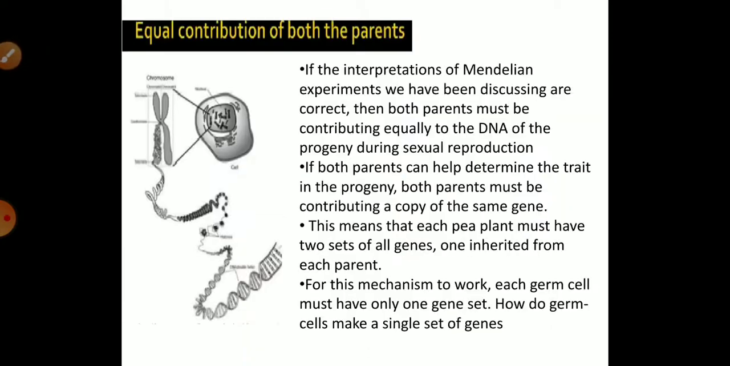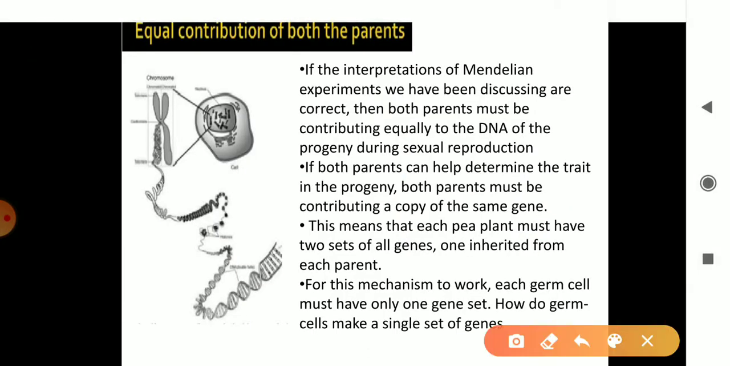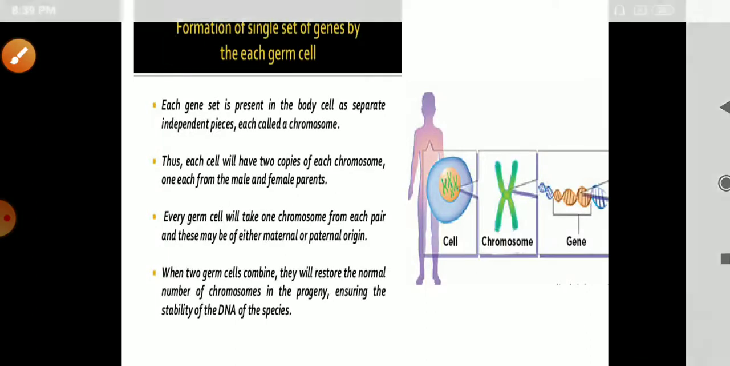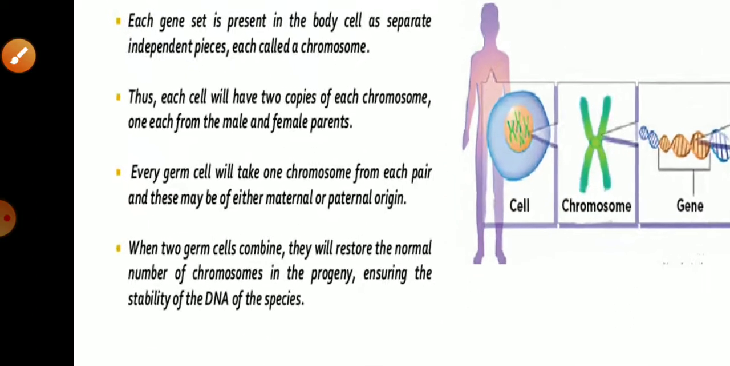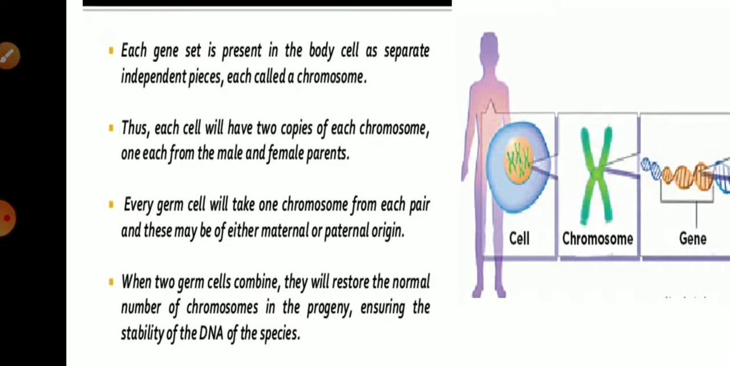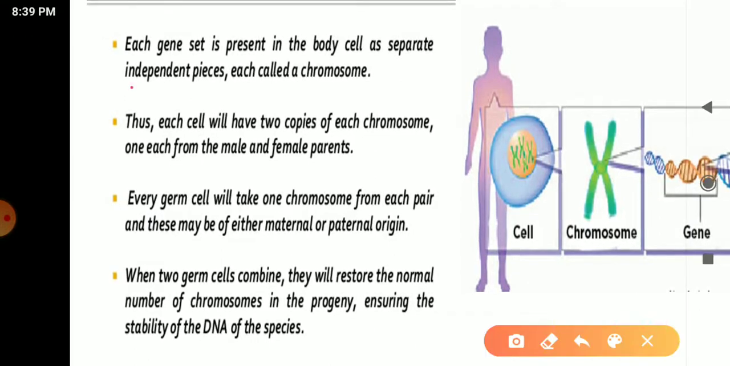Because had they been present on a single long chain of chromosome, then this particular mechanism of inheritance would not have worked. The shape and the color would have been inherited together, but this does not happen. It's because those genes are present on separate chromosomes. They are present on separate independent pieces which are called chromosomes.